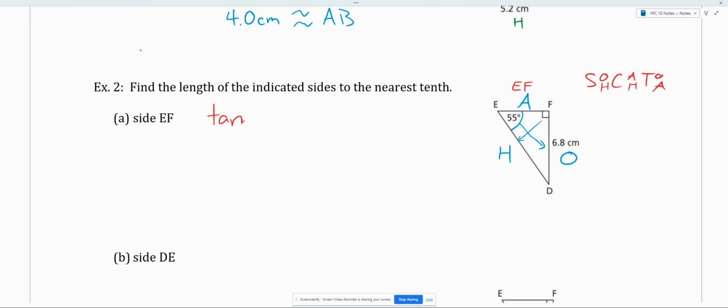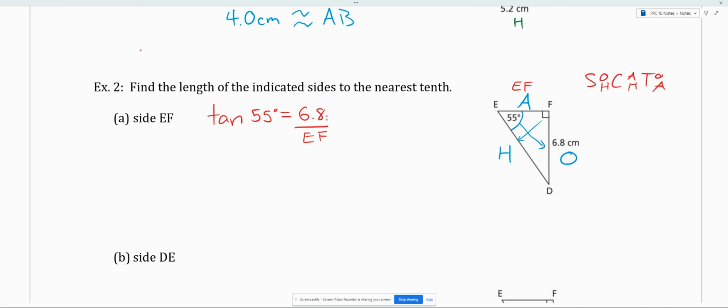So let's set this up. The tangent of the angle of 55 degrees is equal to the opposite over the adjacent. So we do know O this time. It is 6.8. And I'm trying to find side EF. Okay, now this one's a little bit different. I have 6.8 and I'm dividing by the side I'm trying to figure out. But we use the exact same strategy.